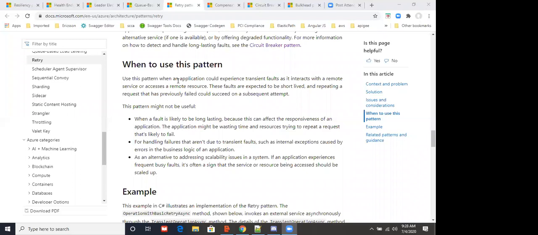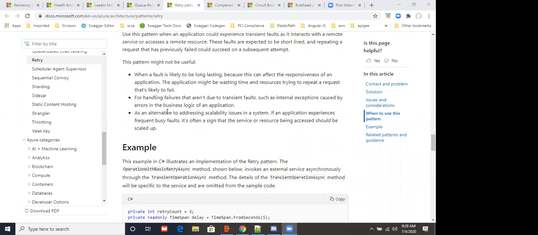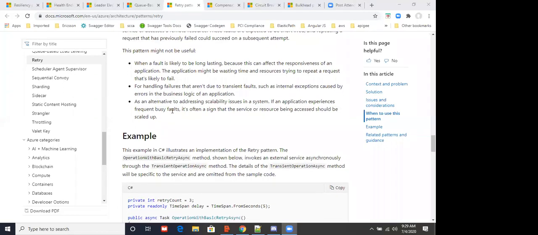So when to use this pattern? As we were discussing, it's likely when you know that the fault is transient and short-lived, and you know that when you retry, you are most likely to succeed. That's when you need to try this. It's not useful when you know that the fault is long-lasting, because if you keep retrying, you're unnecessarily increasing the load and hurting the responsiveness of the application. If the service is already busy, then there is no point in retrying.